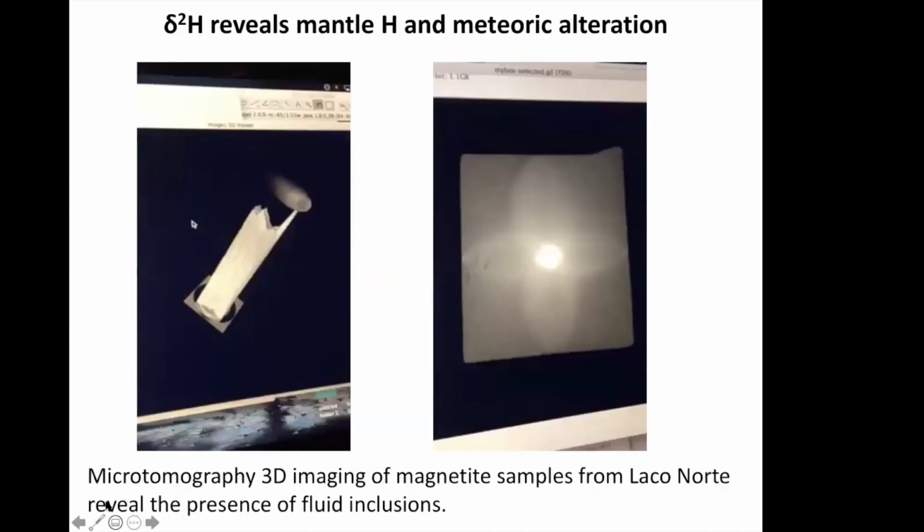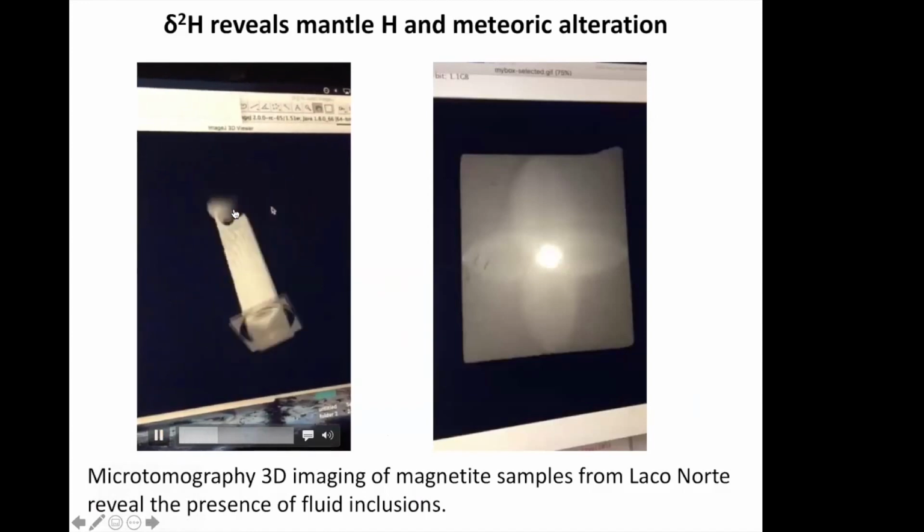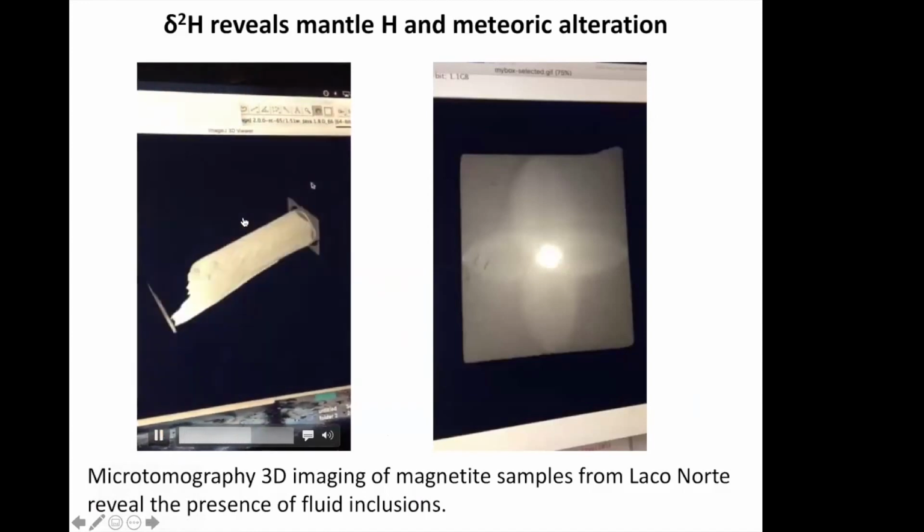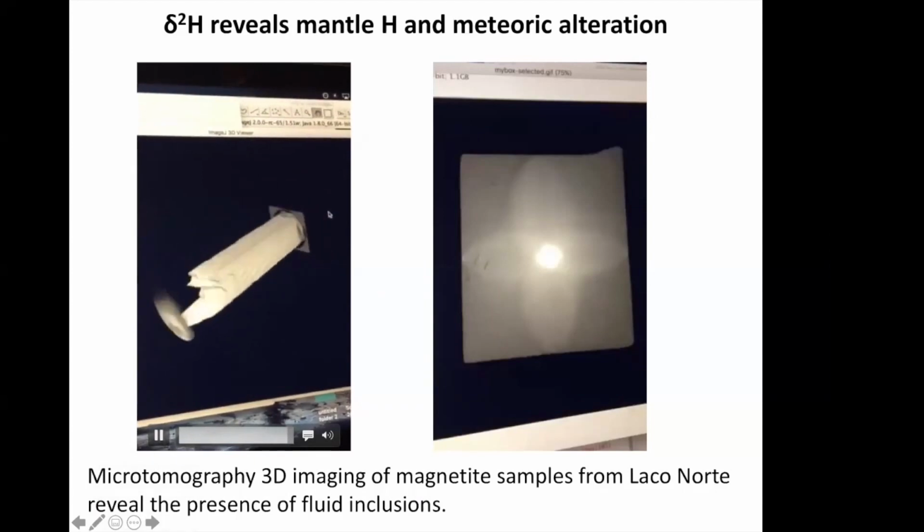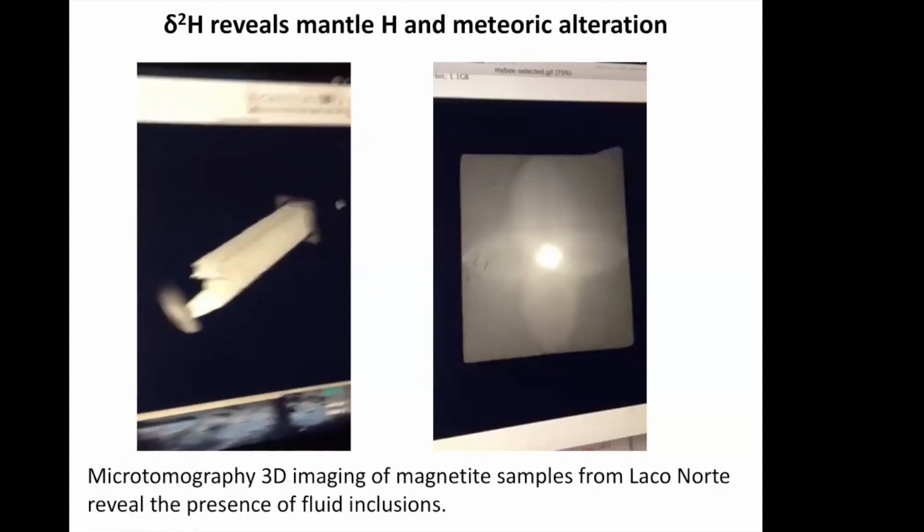So one of the things that we've done recently is we've started to do microtomography 3D imaging of magnetite samples. I'll just show you here on the left a video where we take a sample of magnetite and put it into an instrument that uses X-rays to sample successive planes through the magnetite. So you get a 3D picture. And on the right, I'm going to play a video. What you're looking at here, the majority of this is all magnetite.